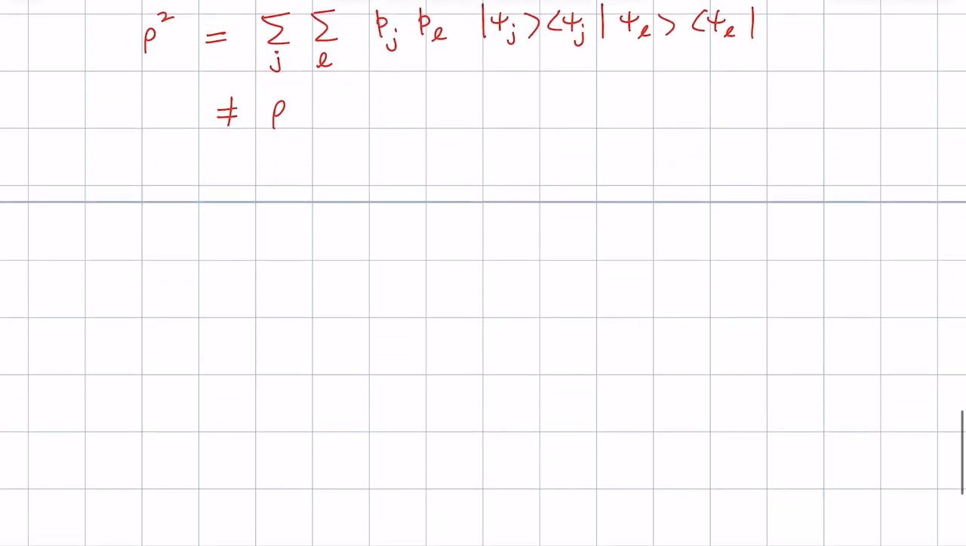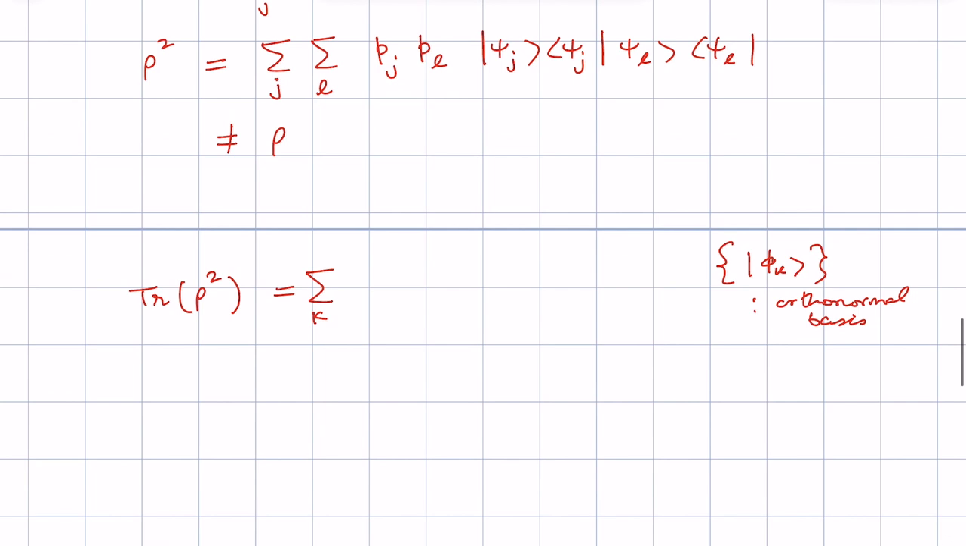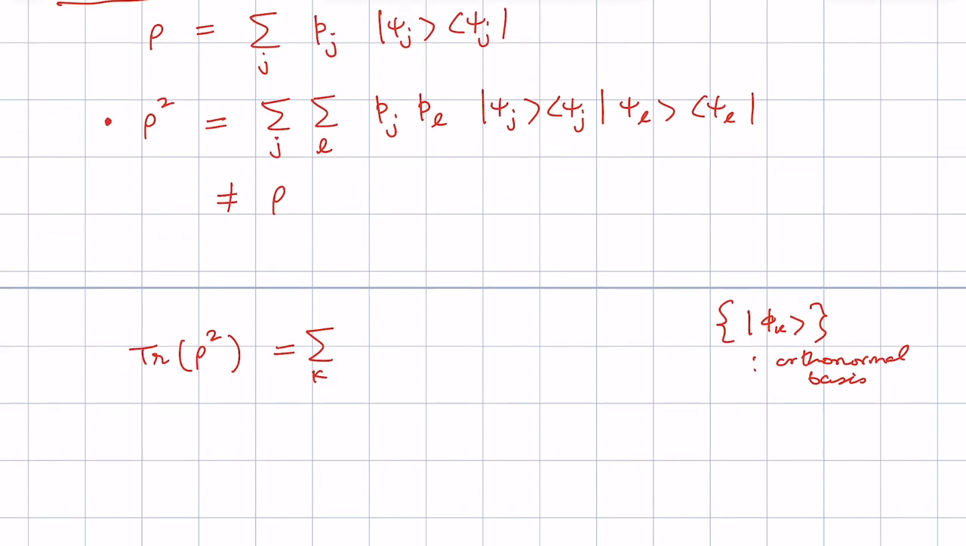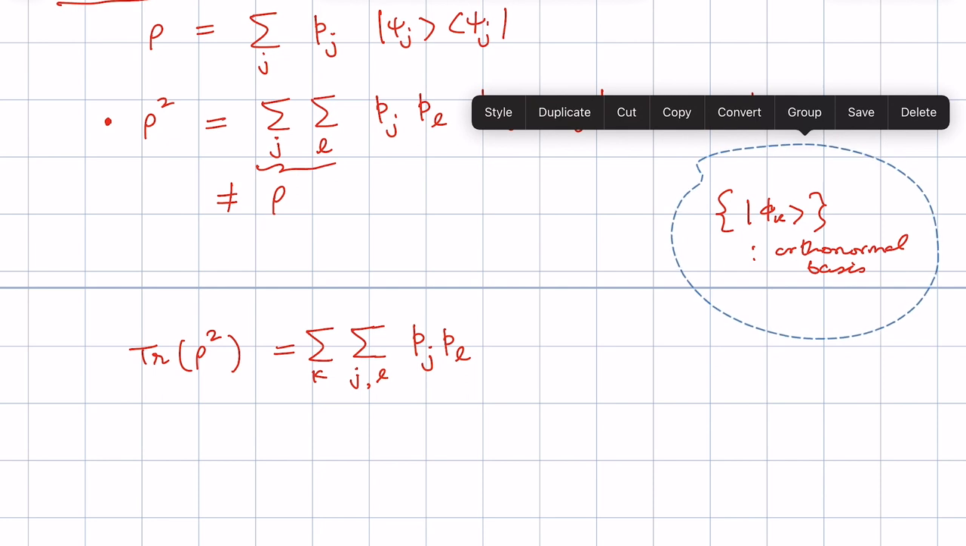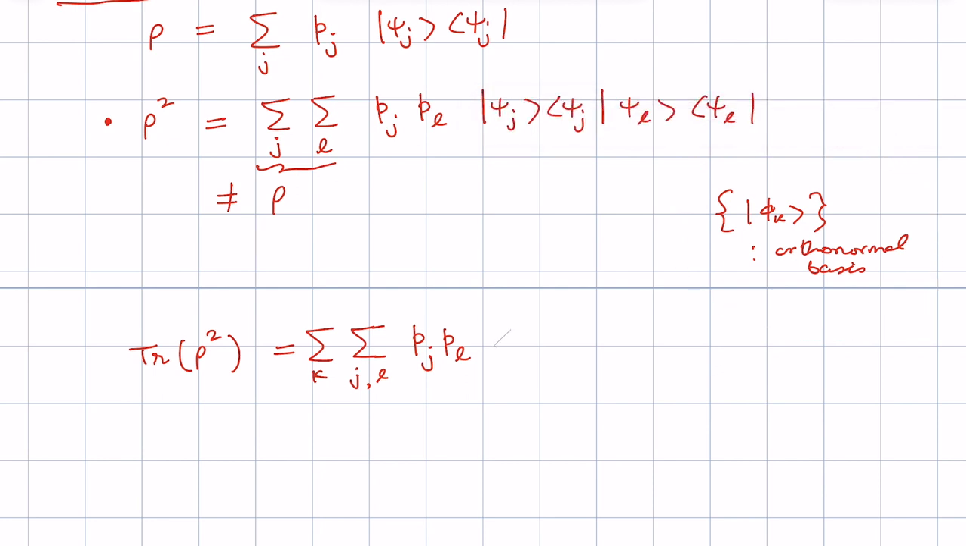What about the trace of rho squared? Let us check that. For the trace of rho squared, I take my orthonormal basis to be, say, phi_k. In that basis, the trace of rho squared would be the sum over k, with rho squared already written here, so I am going to utilize it. Let me write these two summations as one summation. Actually, a double summation is involved, but for shorthand notation I am using this to simplify the calculation. So I have here p_j, p_l, and then I have to take the trace.